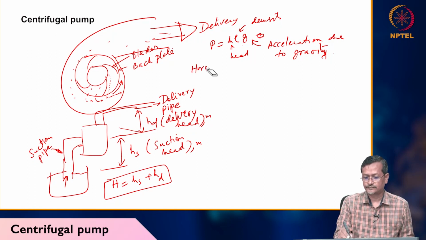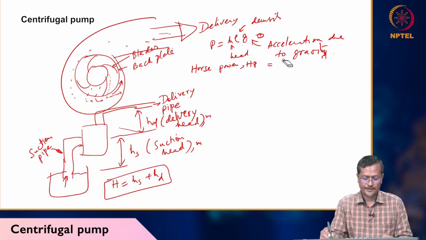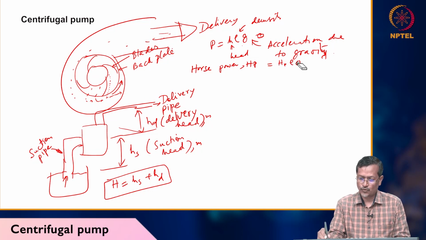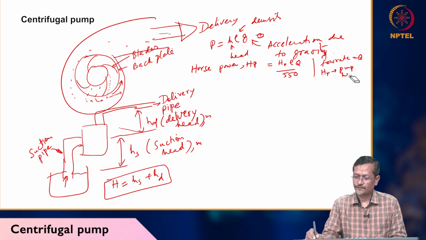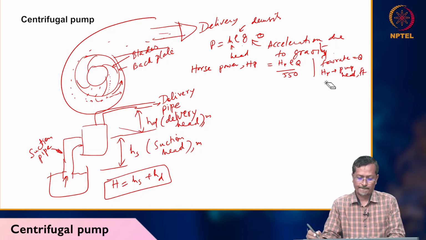Horsepower or HP, the formula will be like HP equals H rho Q by 550. Q is flow rate, Q I already told. H is your pump head, pump head in feet.